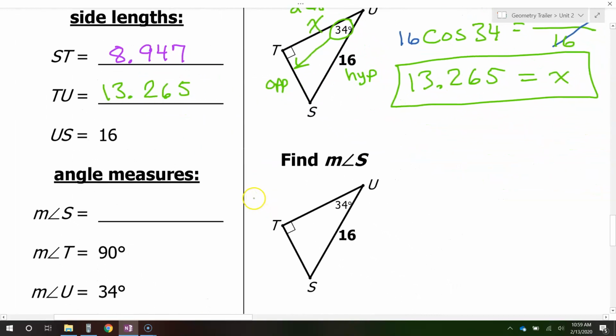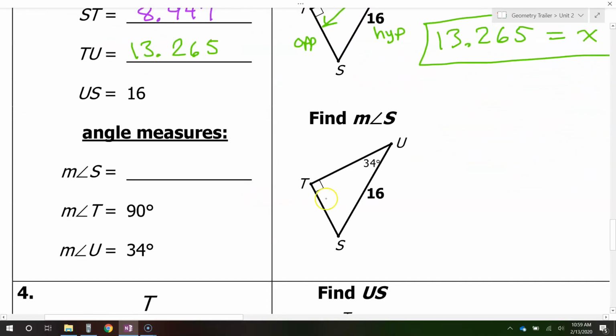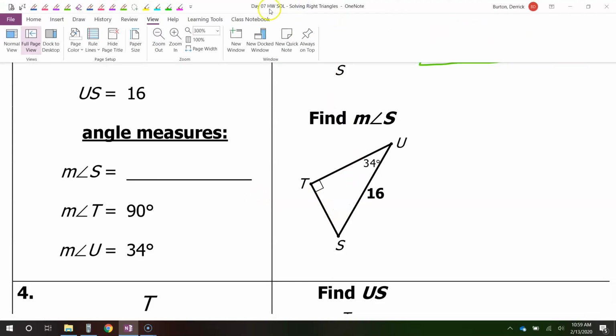All right, what is next? Time to find some angle measures. Let's start with angle S.